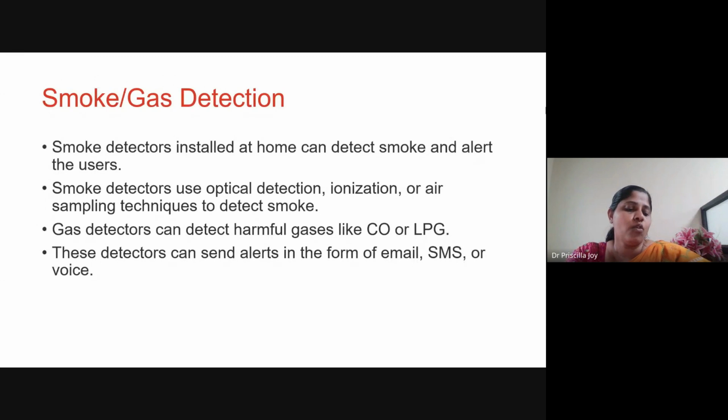Next is the smoke as well as gas detection. The smoke detectors installed in a home can detect smoke as well as alert the users. For example, when we fit gas sensors in a home, they will identify whether there is any leakage in the gas we use, LPG gases and all, and based on that it will produce alarms. It can send email messages, voice messages or SMS, whatever it is expected to do.